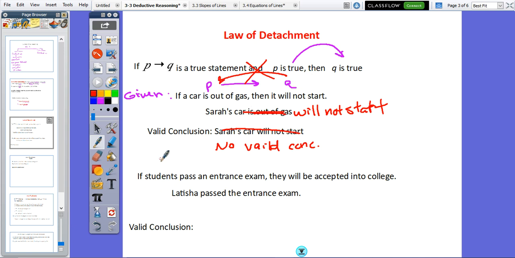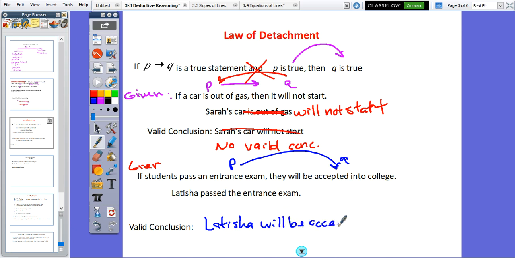So here's one for you guys. Here's our given information: if students pass the entrance exam, P, then they will be accepted into college, our Q statement. So that's the information we know. Letitia here, she passed the entrance exam. What's the only valid conclusion we can make? Based off our given statement, the only thing we can say is that Letitia will be accepted into college. She will be accepted. We can't say anything else past that.